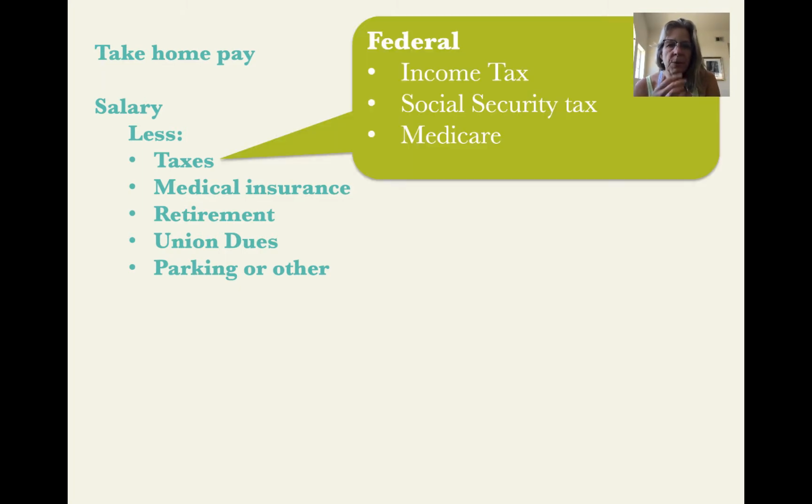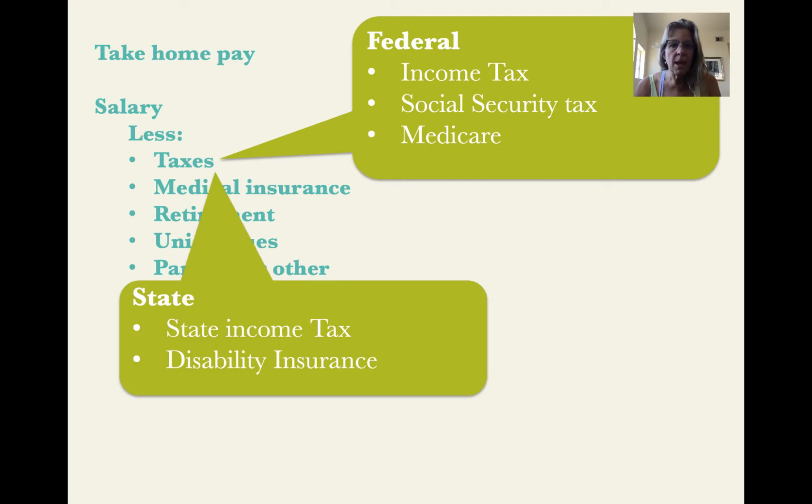The first things we want to talk about are federal taxes. The first is income tax, the second is Social Security tax, and the third is Medicare. There's also state taxes. In this case, we have income tax for the state and disability insurance. The state that I'm going to consider is California, so we're going to talk about the California deductions.